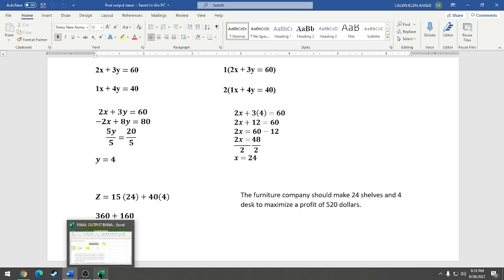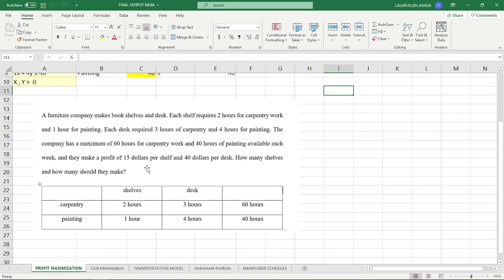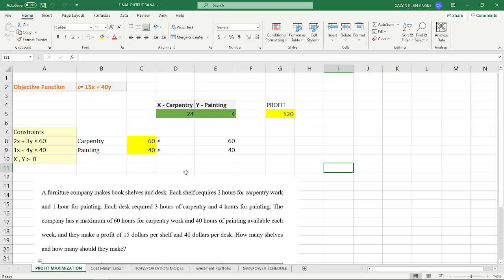Then let's go to the Excel solver. So how do we solve it? We first set the variables: x will be carpentry and y will be painting. Then you need to put your formula here. Your formula will be 15x, this is your x, so it will be 15 times D5 plus 40 times E5. That's your formula here.